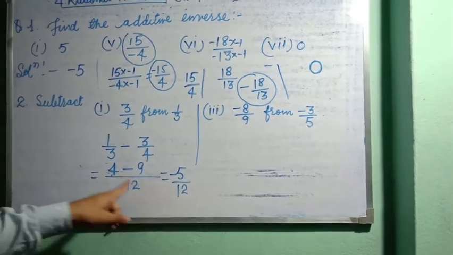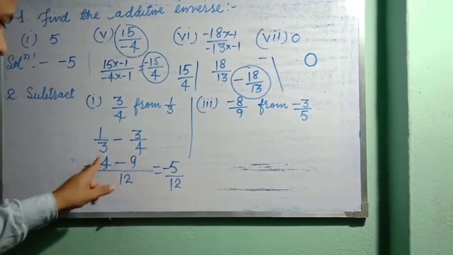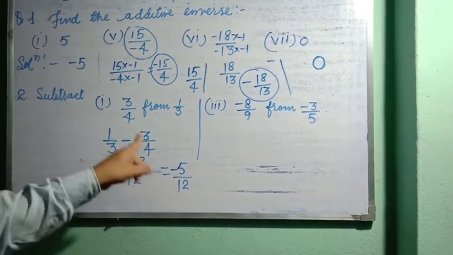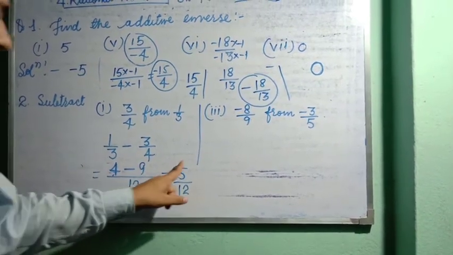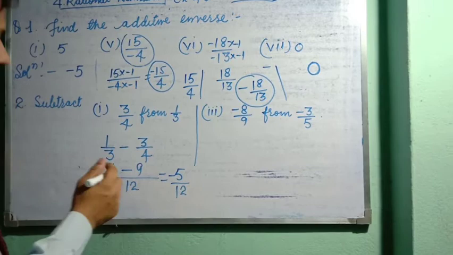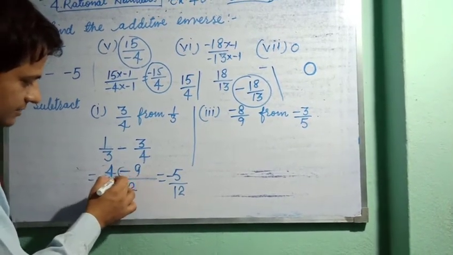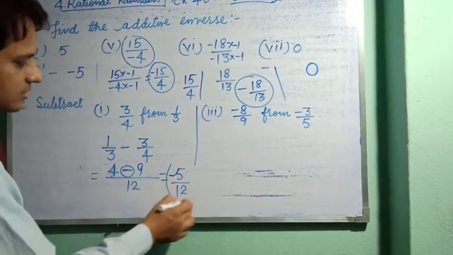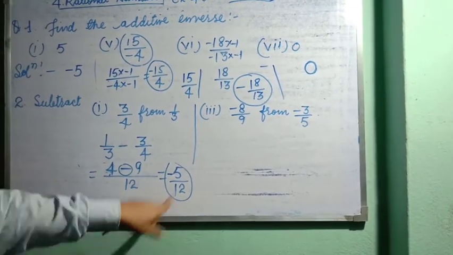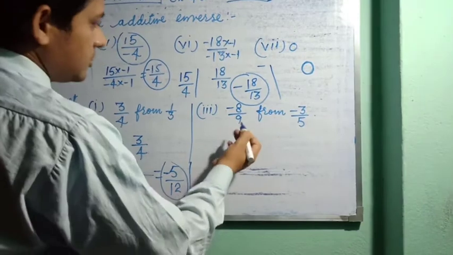Why minus? Because there is a greater and a smaller number. First of all, subtract them: 9 minus 5, 4. Now place the sign of the greater numeral. Here the greater numeral has a minus sign. Minus 4 by 15 is the answer. Now the next question, similarly we have to do.